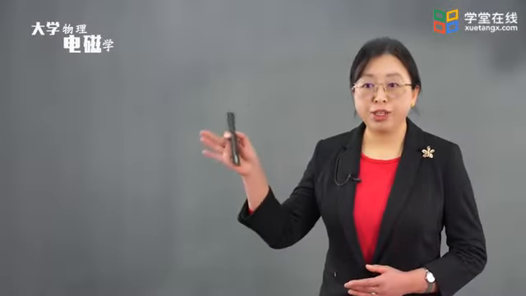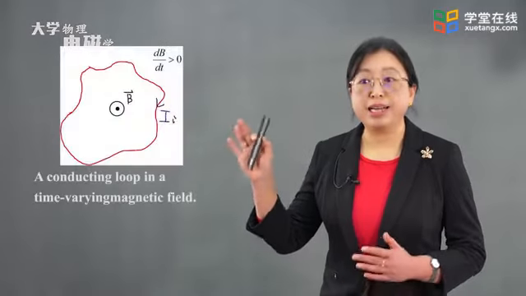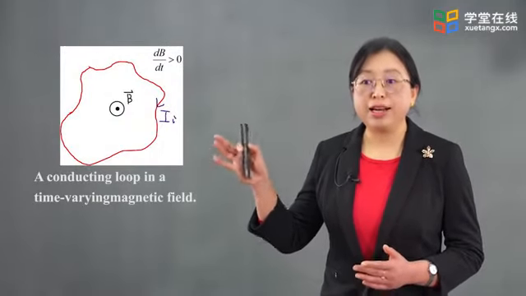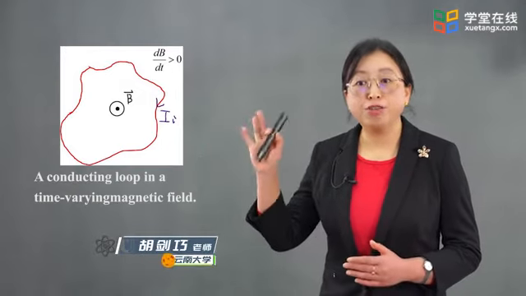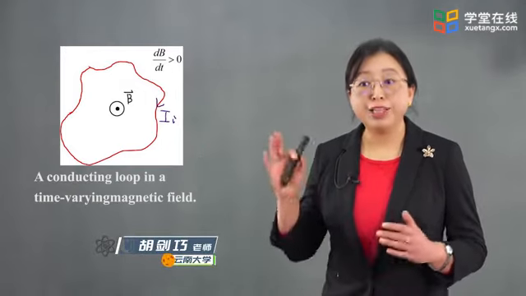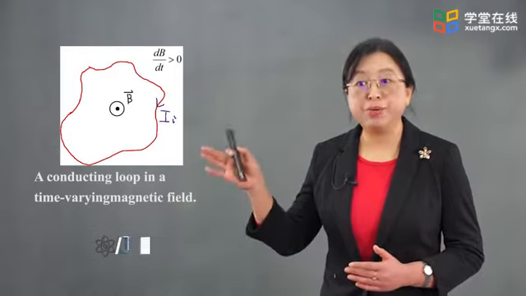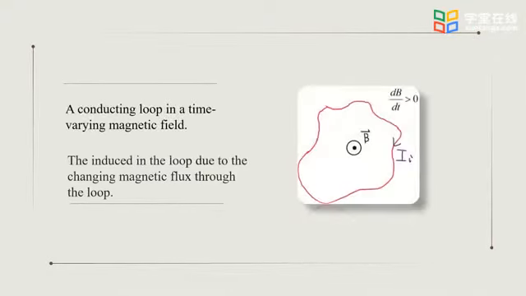Let's consider a situation. A conducting loop is placed in the magnetic field and keeps stationary. The magnetic field is out of page. The magnitude of the field is increasing with time. According to Faraday's law, the current is induced in the loop due to the changing magnetic flux through the loop.